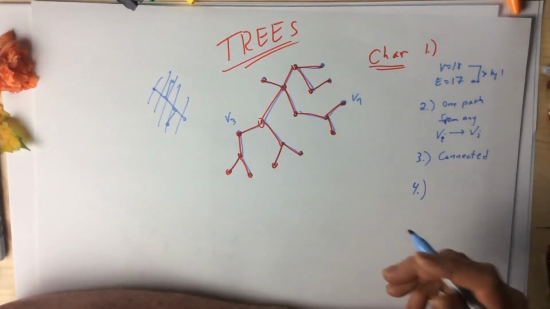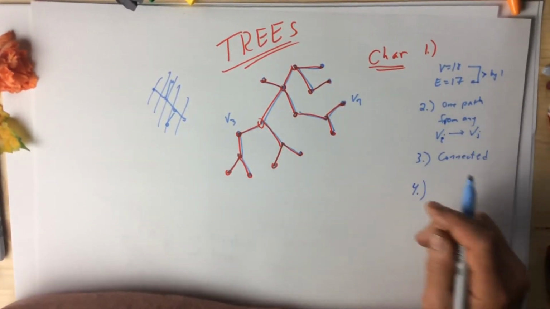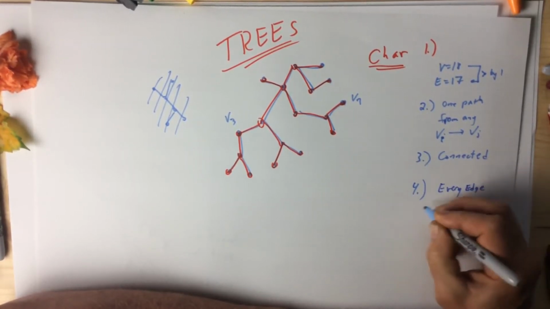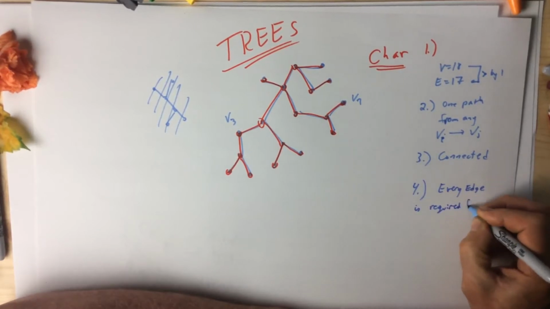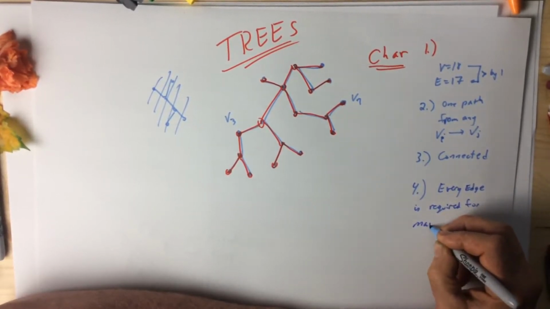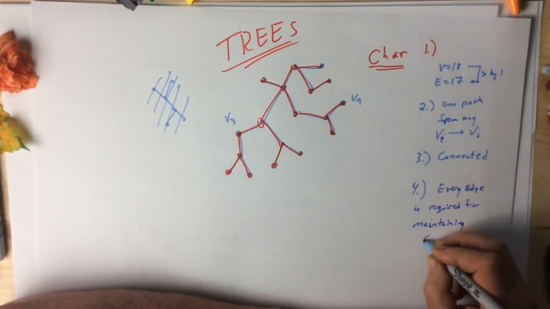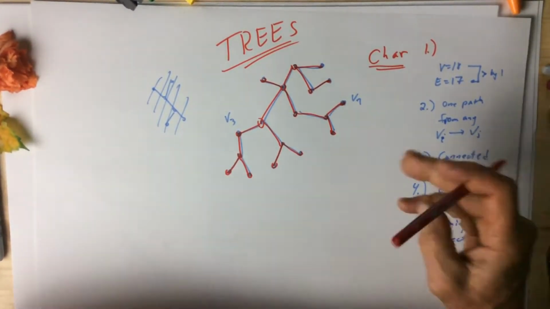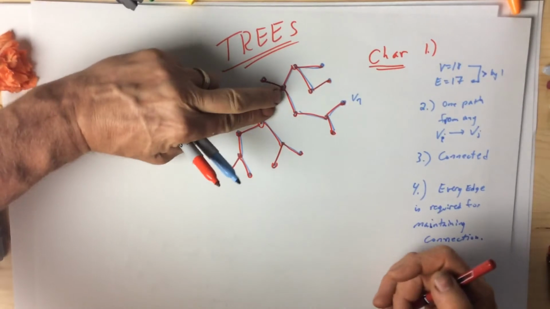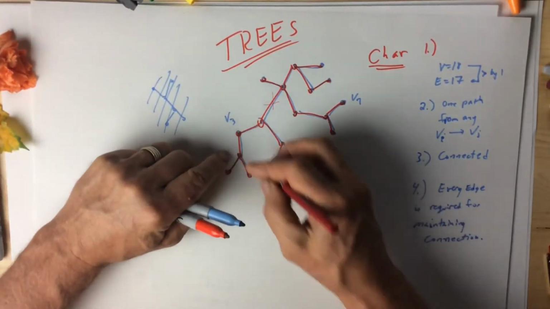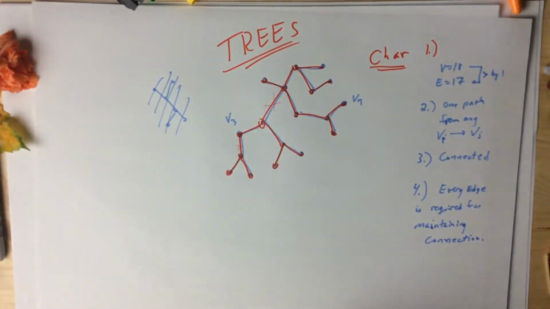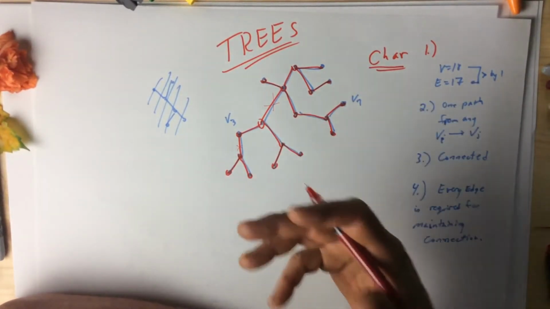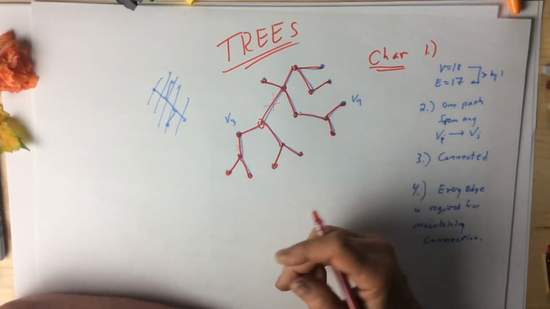The last thing is the idea of maintaining connection by an edge. Every edge is required for maintaining connection. So notice, if I were to cross out this edge, the graph would break into two pieces. If I were to cross out this edge, the graph would break into two pieces. That's another property of a tree. Some people refer to this as every edge is a bridge. I don't really like that terminology, but some people do use it.